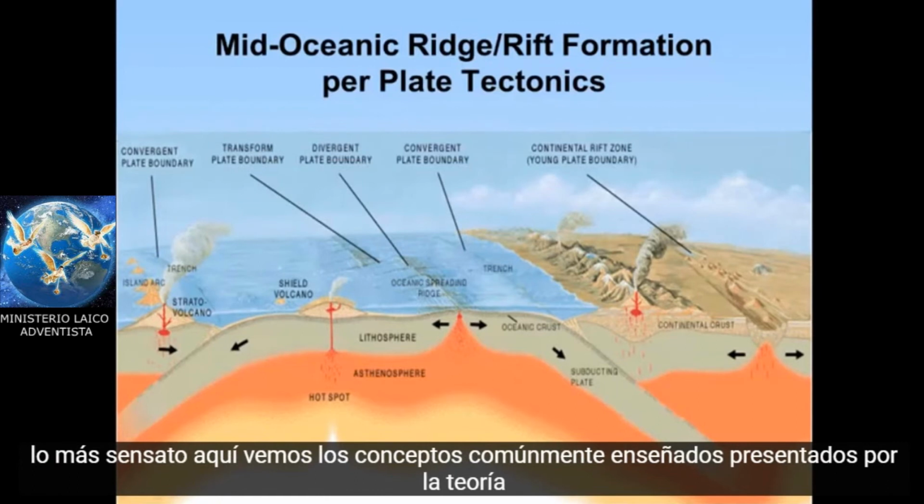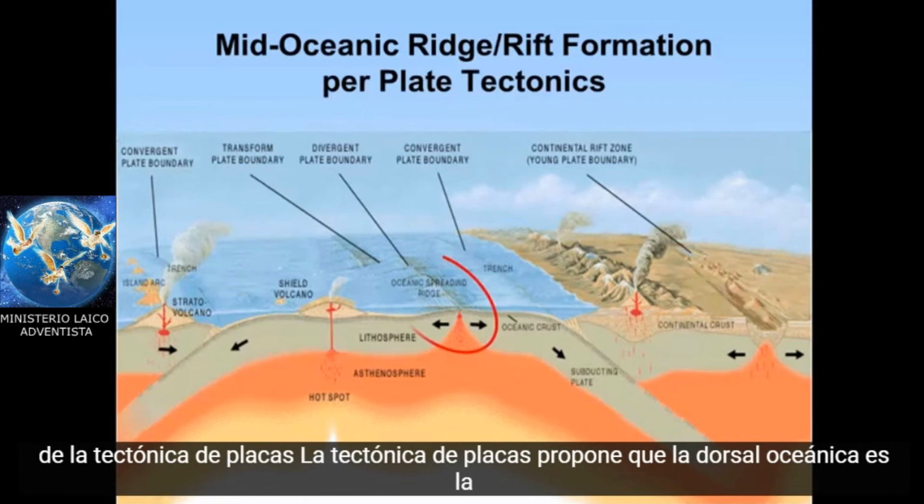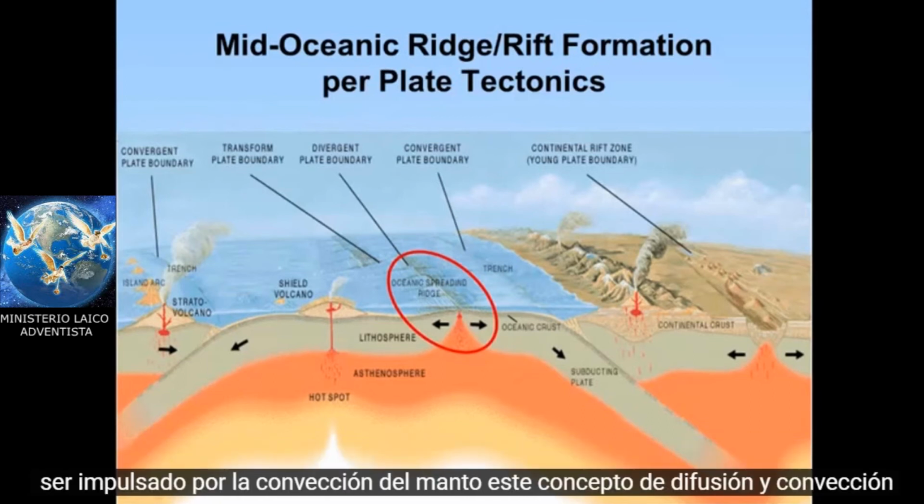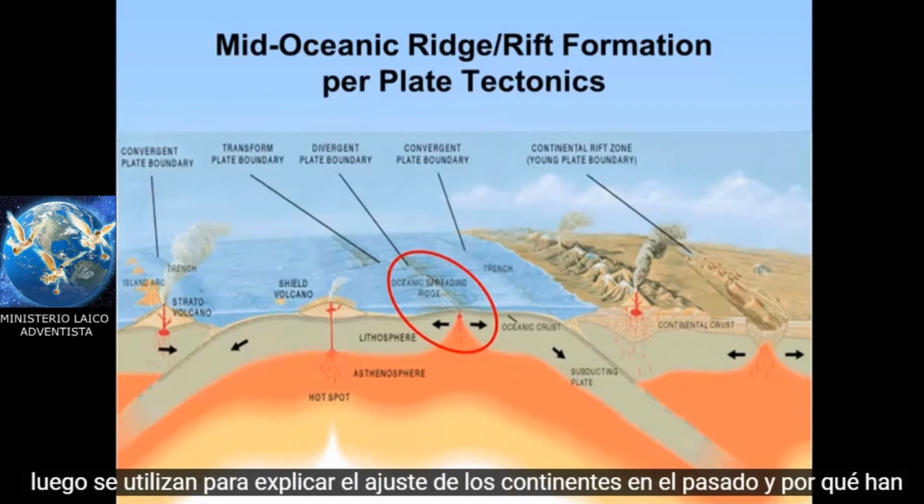Here we see the commonly taught concepts presented by the theory of plate tectonics. Plate tectonics proposes that the mid-ocean ridge is the result of seafloor spreading which causes plate movement, which is said to be driven by convection of the mantle. This spreading and convection concept are then used to explain the fit of the continents in the past and why they have slowly spread apart.